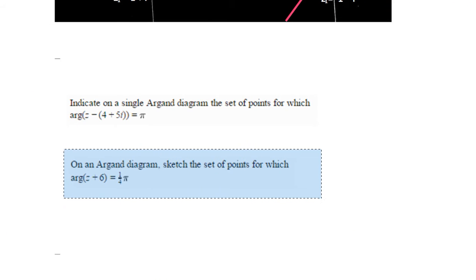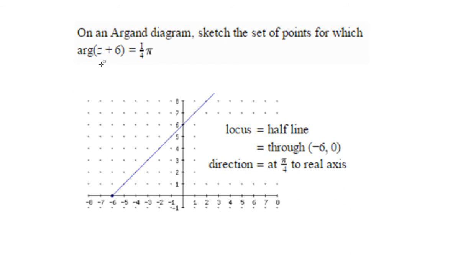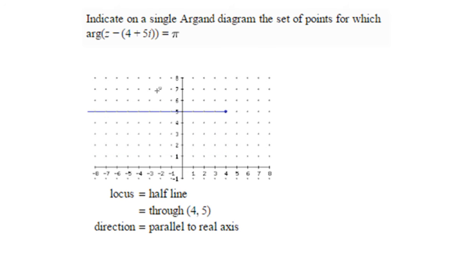Okay, so let's apply our knowledge from this to this question. The first thing to recognize is, let's move up here, there we are. Indicate on a single Argand diagram the set of points for which arg(z - z1) equals pi. Since we know that this here must be our z1, that is what represents there. For some reason my z1 is bigger than my z, but bear with me on that one.